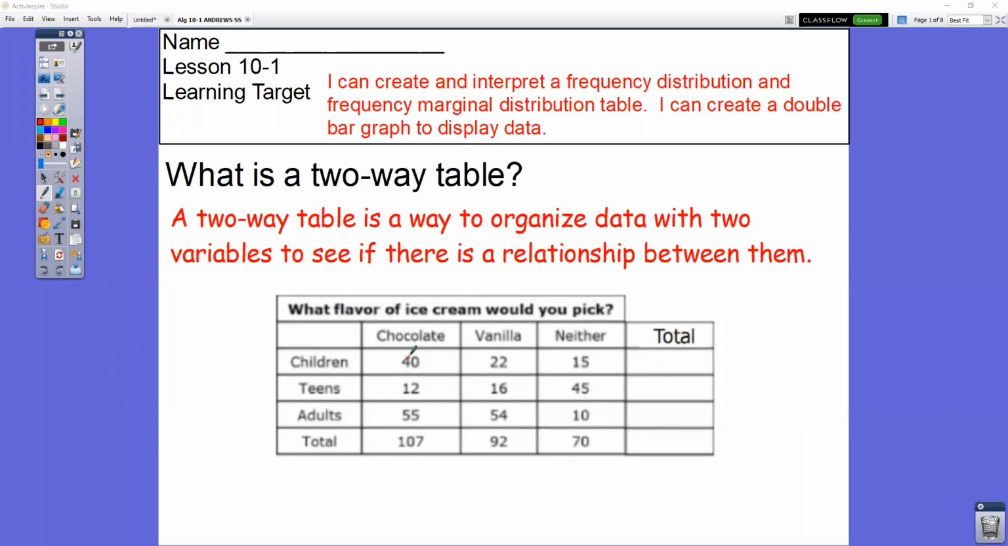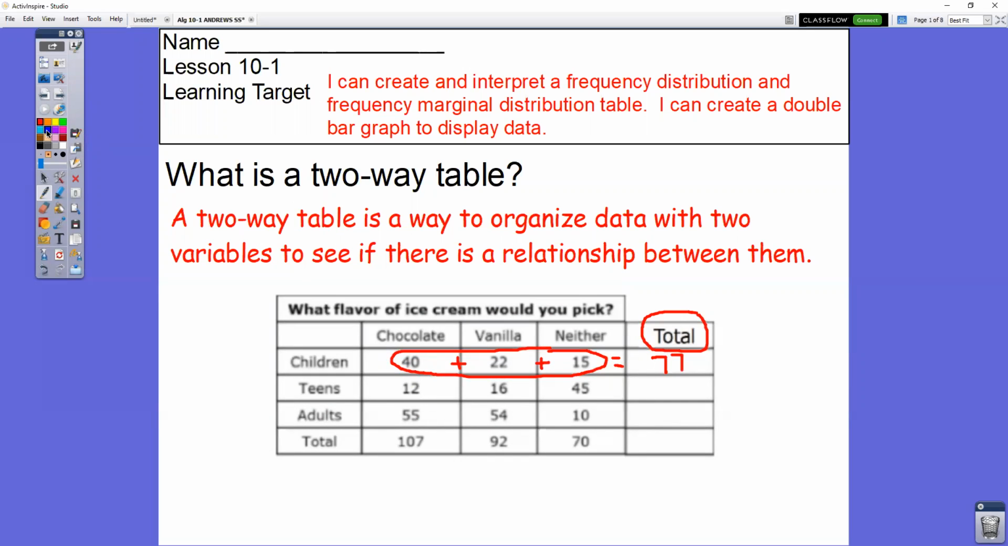So when we take a look at this, this is a two-way table. You're going to have columns that have the word total in them. When you have the word total, you want to add them all up. So 40 plus 22 plus 15, we're adding them up going side to side and putting your total in the total column. So 40 plus 22 plus 15 gives you 77.